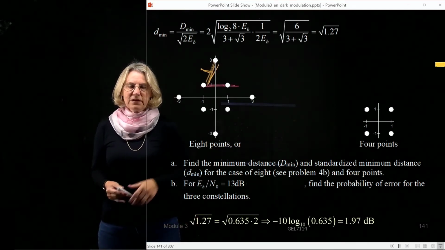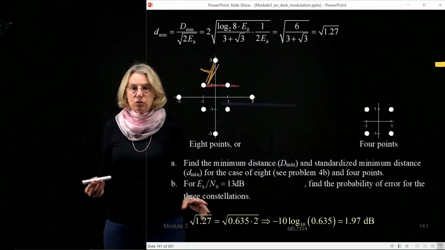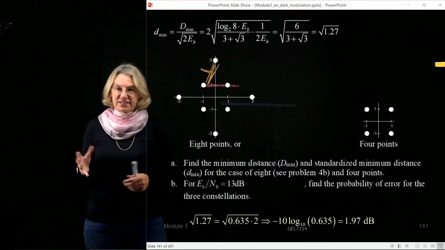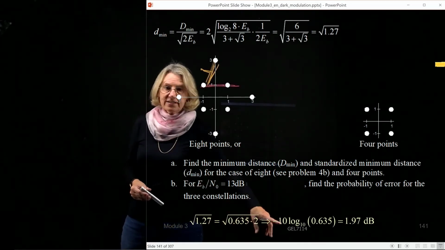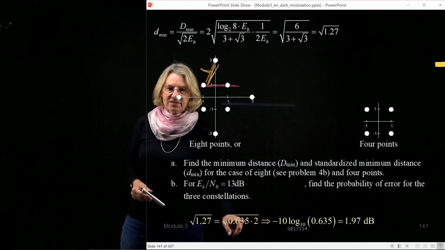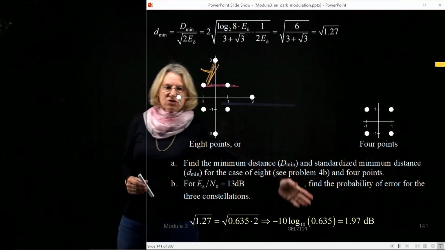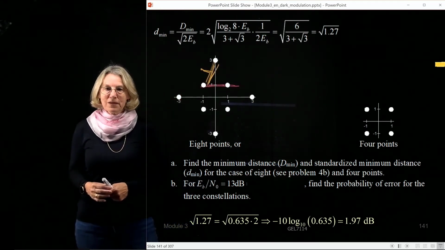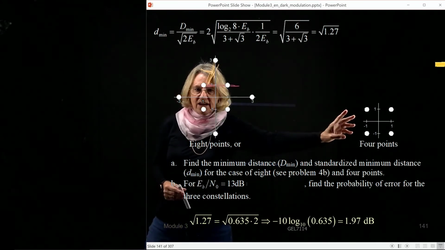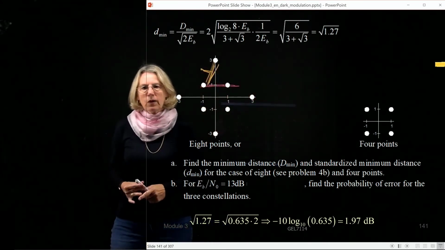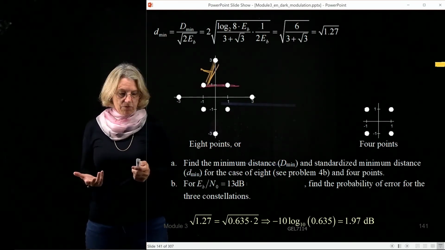So I take the square root of 1.27, I separate out this factor of 2, so it's the square root of 0.635 times the square root of 2. So I know that the loss is minus 10 log 10 of this factor, 0.635. Remember, it's the factor under the square root, and that comes out to close to 2 dB. So I know that if I compare this constellation with this constellation, it requires 2 dB more Eb over N0 to get the exact same performance.